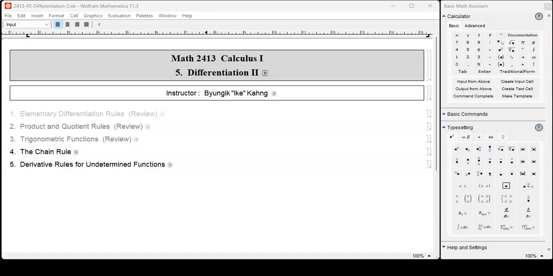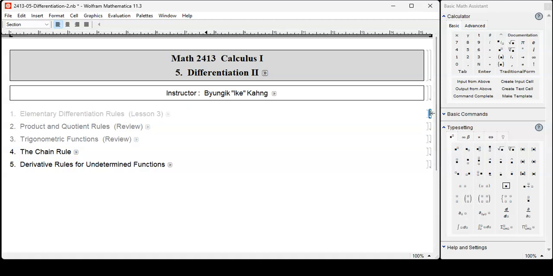Hello Math 2413 students. Let's begin Lesson 5, Differentiation 2. As the title suggests, this is a continuation from Lesson 4, Differentiation 1, which means it calls for a review. Let's begin with a review. Let's begin with a brief review on Lesson 3.